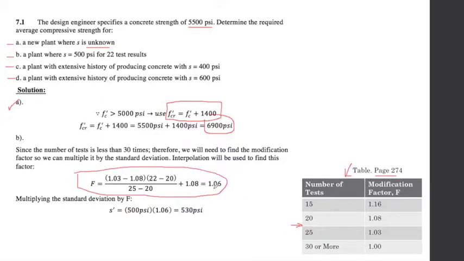1.06 is the modification factor f. And then we will multiply the modification factor by the standard deviation, which was given in the question, which is 500 psi. So 500 psi times the modification factor, we will get the modified standard deviation, 530 psi.